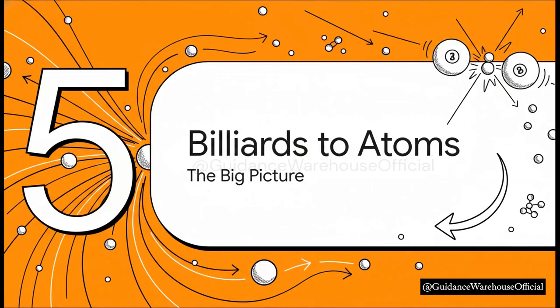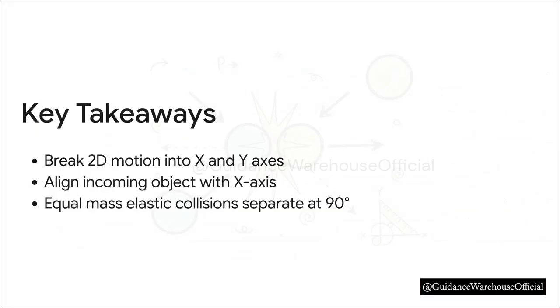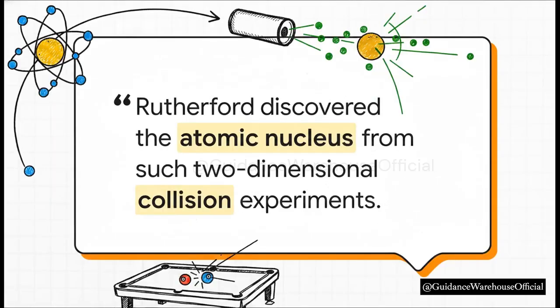Finally, Section 5. From billiards to atoms, the big picture. Let's summarize why this matters way beyond a casual game of pool. Okay, here are your big takeaways for today. Whenever you need to solve a 2D collision, always break that complicated motion into your perpendicular x and y axes. Rig your coordinate graph so the initial vertical momentum is mathematically 0. Save yourself the headache. And always remember that perfectly elastic collisions between equal masses will separate at a beautiful 90 degrees.